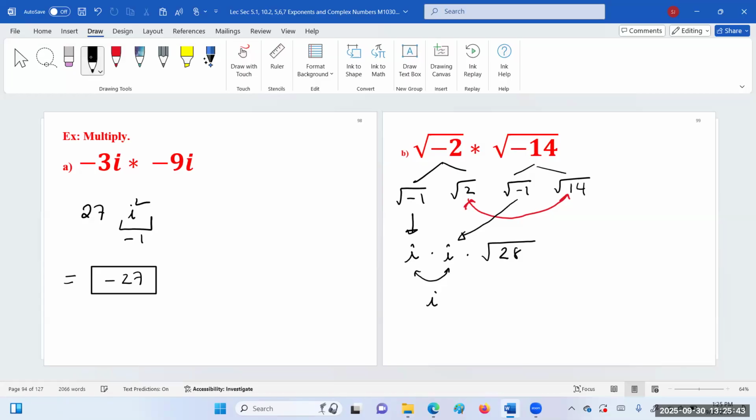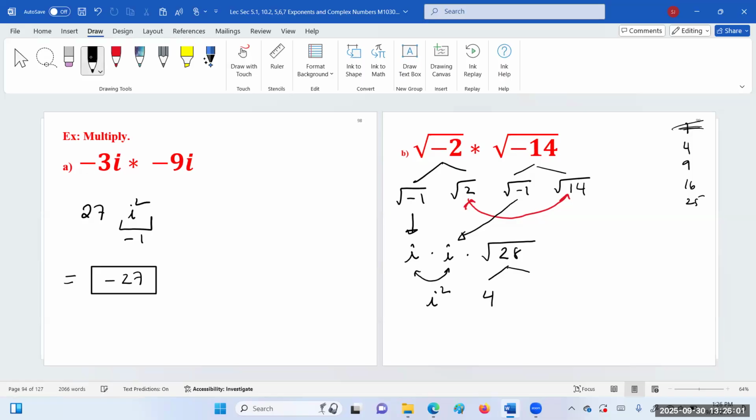I squared. And how about 28? Can you divide 28 by 1, 4? 3 squared is 9, 4 squared is 16, 5 squared is 25. Can you divide 28 by any of these? I mean, 1 doesn't count.